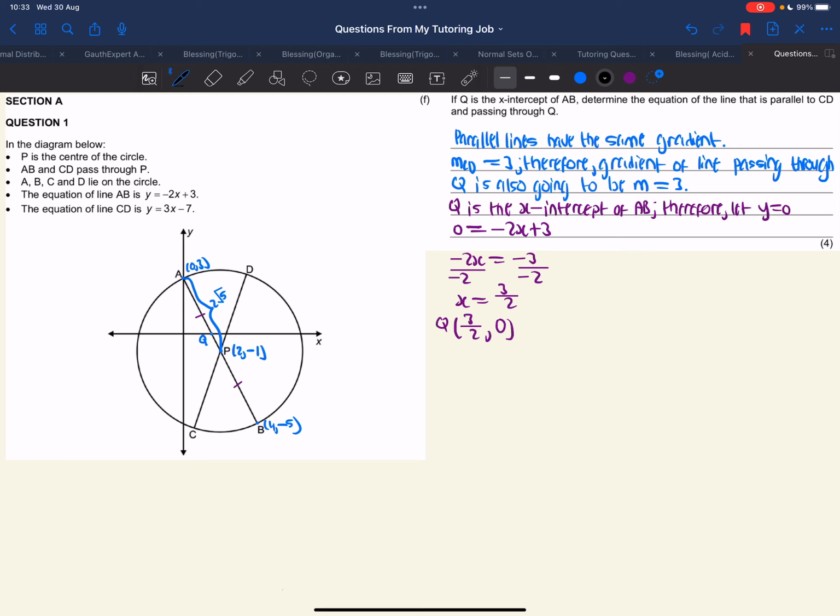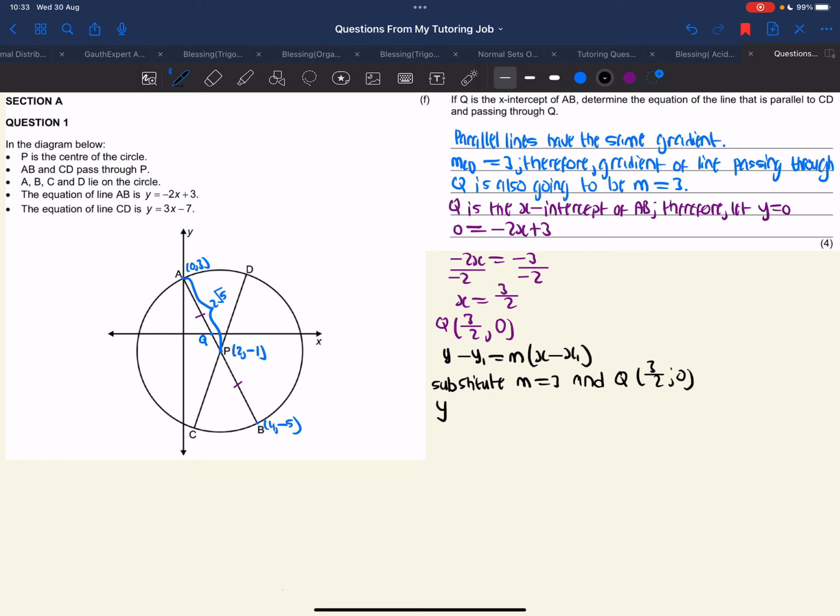Now the formula that we use to find the equation of a straight line is y minus y1 equals m open bracket x minus x1. Right, then what we're going to do is substitute m equals 3 and Q, 3 over 2 comma 0.